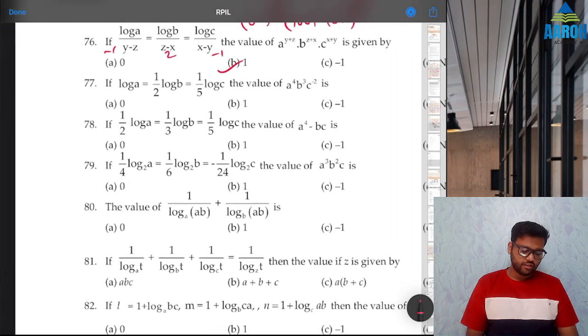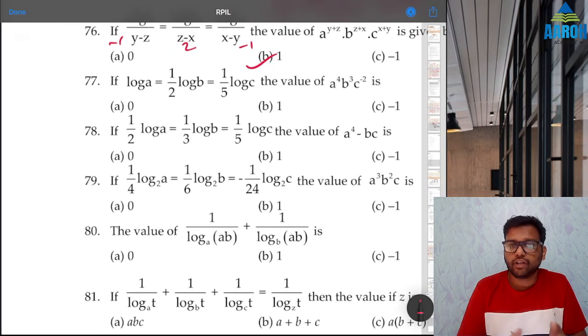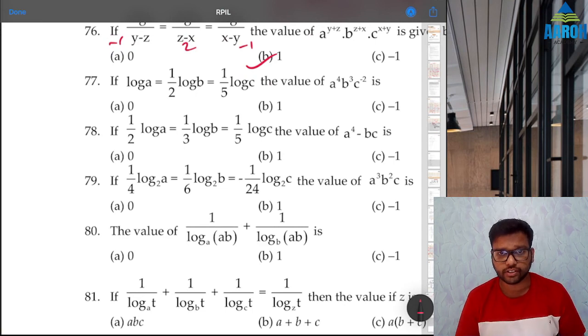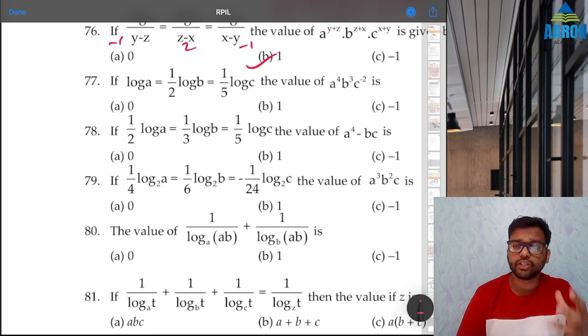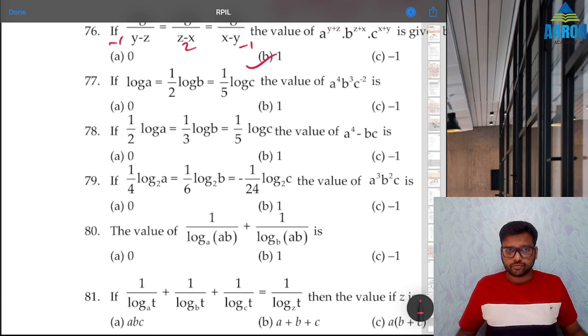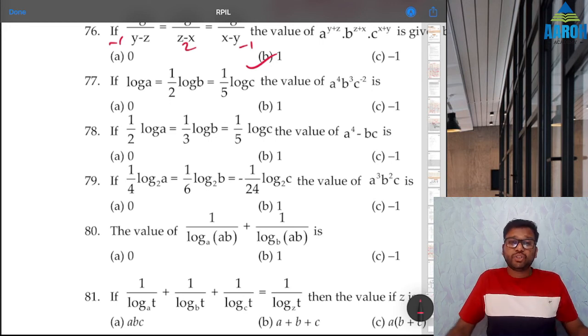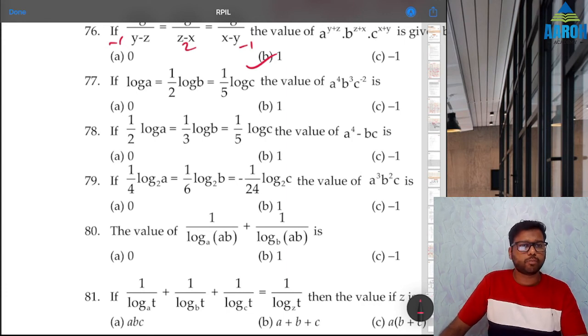77. Here it might be difficult to assume numbers, but let's see. If log a is equal to half log b is equal to 1/5 log c, then what is the value of a raised to 4 b cube c raised to minus 3? Now, assuming numbers here might be difficult. I'm not saying it is not possible.